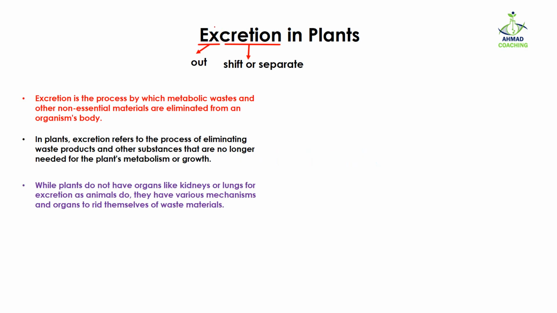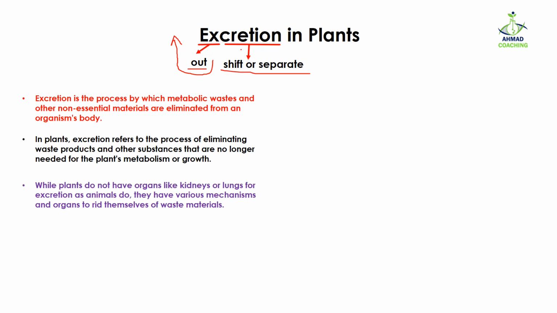Today we are going to study about excretion in plants. The word excretion is made up of two words, ex and cretion. Ex means out, while cretion means shift or separate. In other words, excretion means to separate something and then move it out.